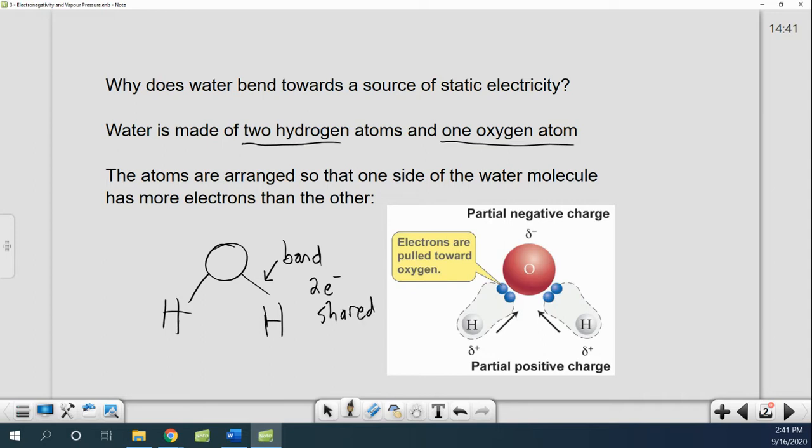But here's the deal. Oxygen likes electrons a little bit more. So those electrons that are in the bond end up being pulled closer to the oxygen. So you end up with one side of the water molecule having slightly more electrons than the other. This symbol here is the Greek symbol delta. They use it for slightly. So it's a partial negative charge. And this side ends up with partial positive charges.